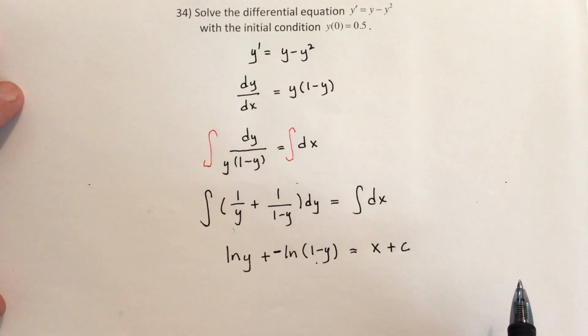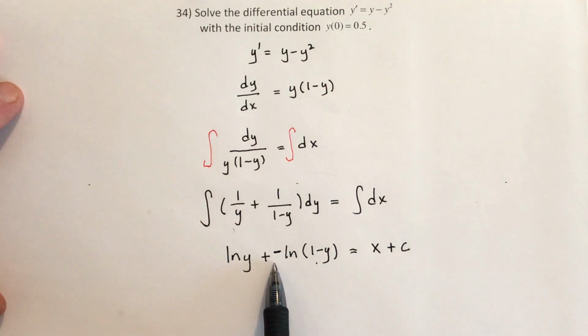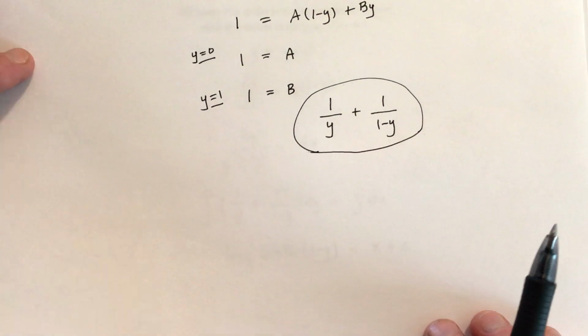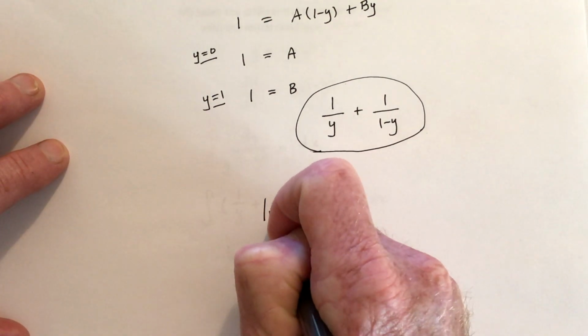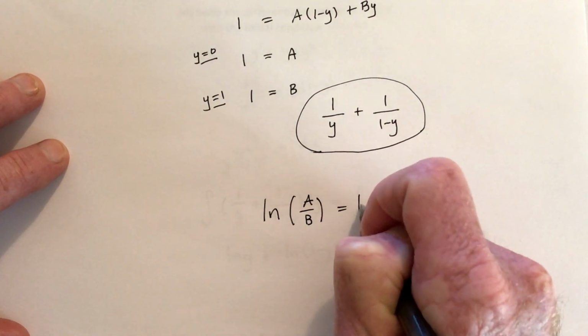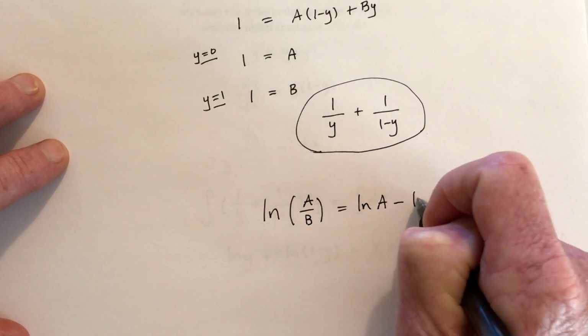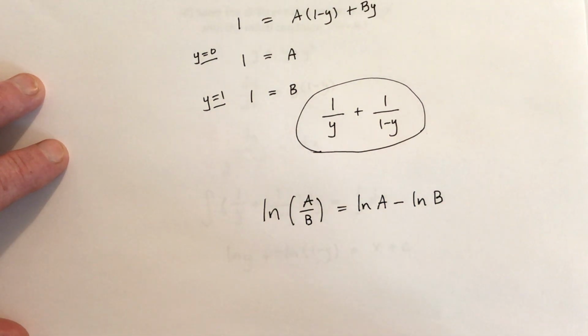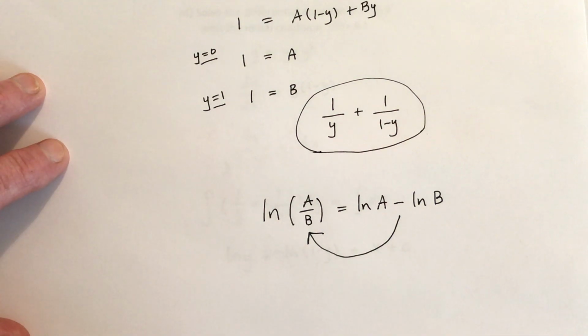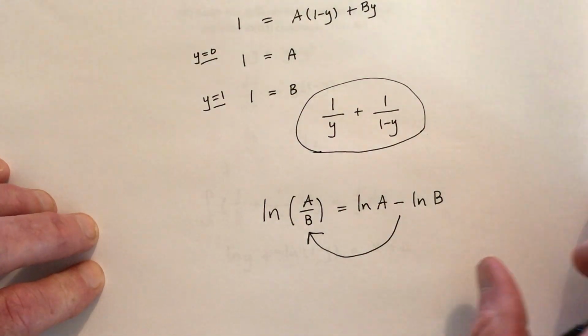And then how do we solve for y? Well, using e seems like a good idea, except there's this plus minus in between. So then we need to go back to pre-calculus and go, if you have natural log of a over b, then that's going to be the natural log of a minus the natural log of b. Or if you have two logarithms that are being subtracted, you can change it into one logarithm as long as you divide the two things.